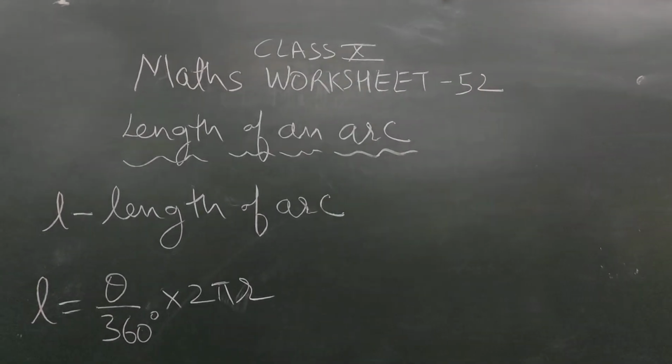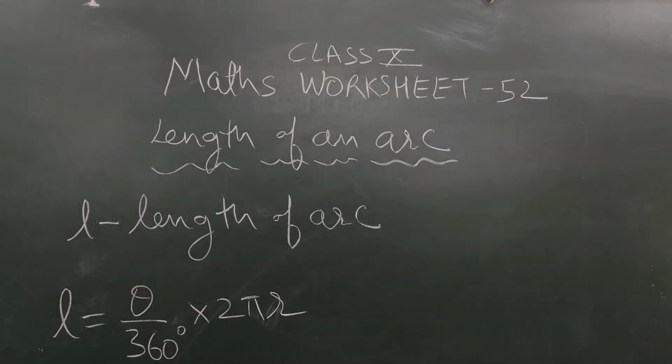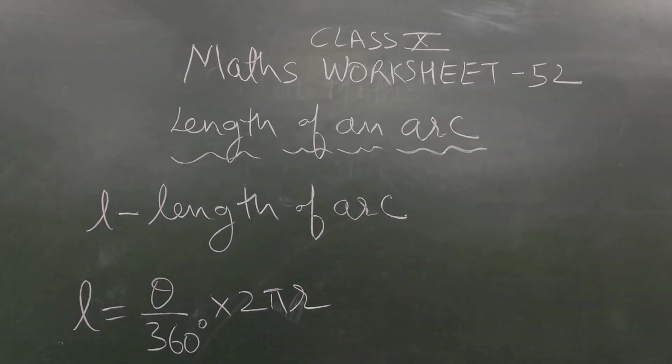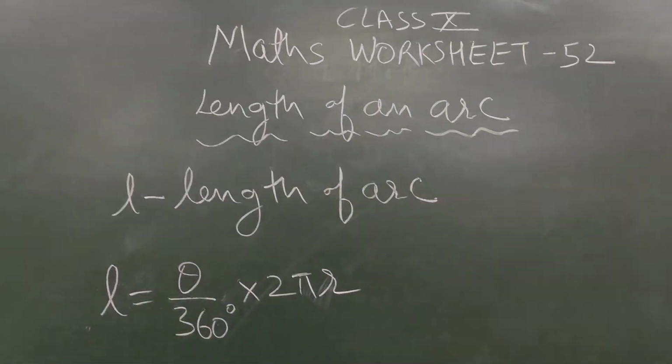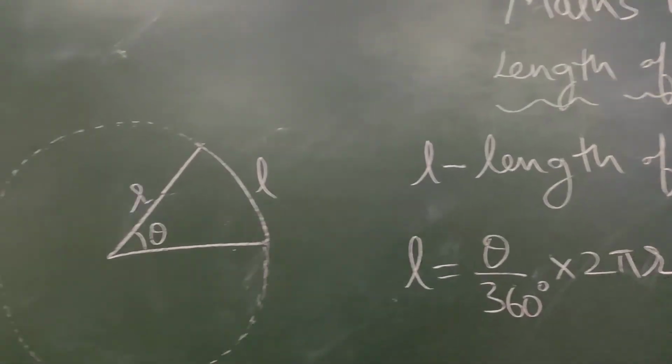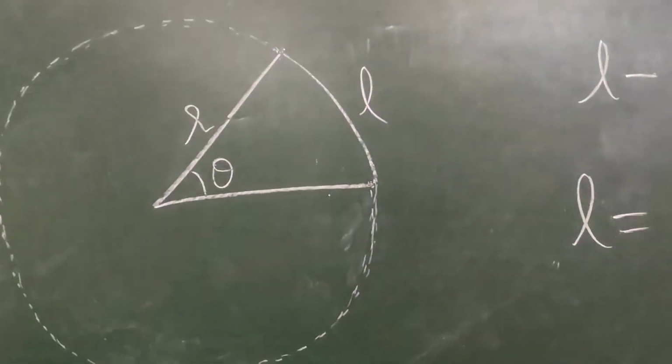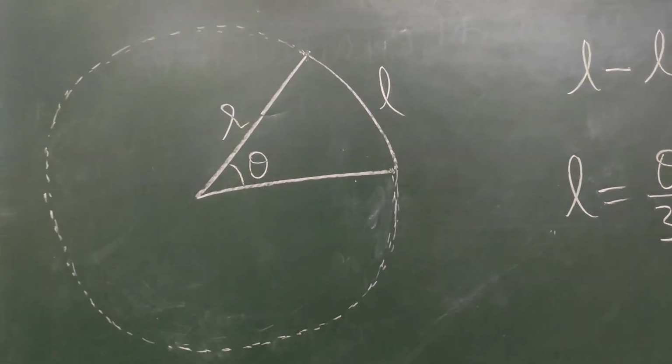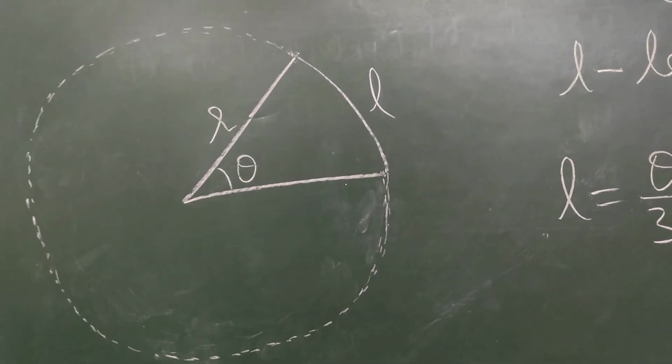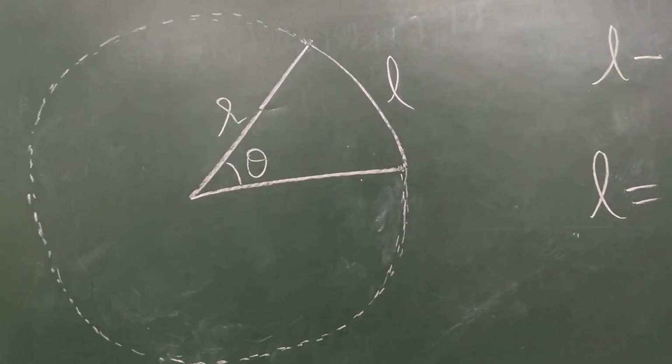हेलो स्टूडेंट्स, आज हम मैथ्स की वर्कशीट 52 करेंगे, which is on length of an arc. Now as you all know what is an arc. आप इस फिगर में देख रहे हैं एक सर्कल है और इसका हमने एक सेक्टर लिया है। अब सेक्टर में क्या क्या चीजें होती हैं?